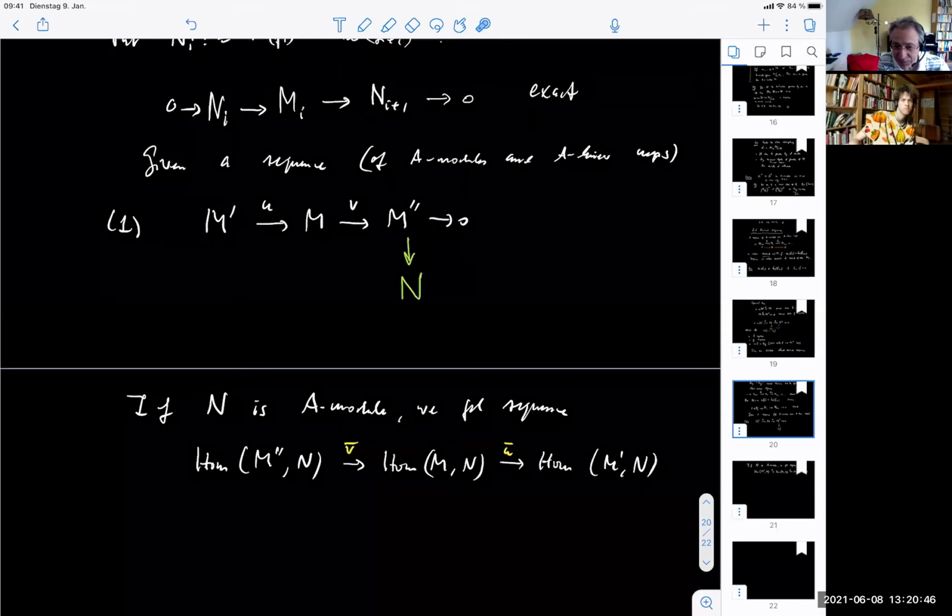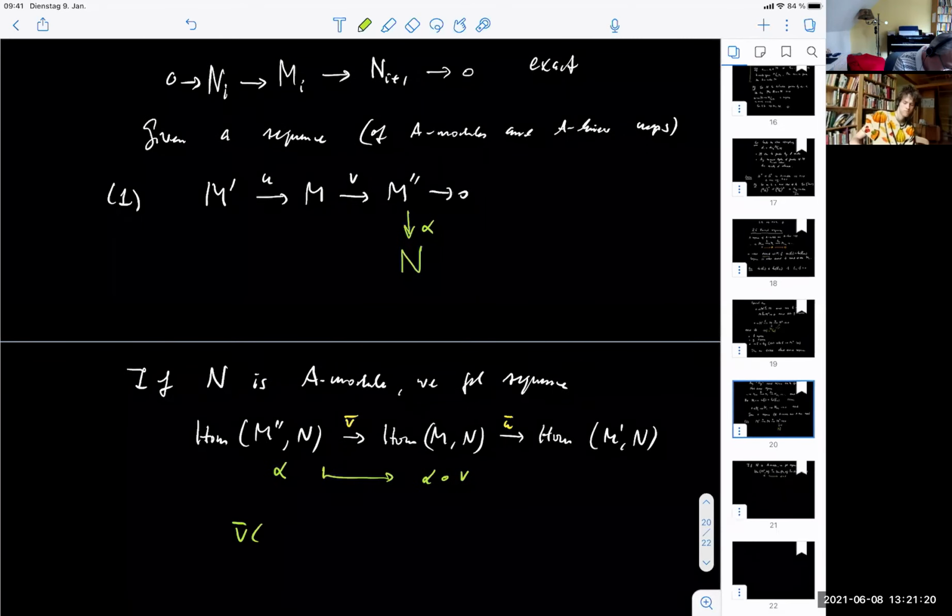It's composition. But just a moment, we don't have any linear map from M double prime to N yet. I mean, we have to assume that there is one, right? Maybe here is alpha. And alpha, you map to the composition, alpha composed with B, sorry. Okay, that's the definition. So the definition is V, yeah. I don't find it very intuitive, but that's what it is.